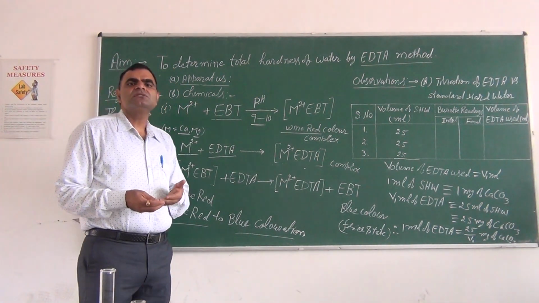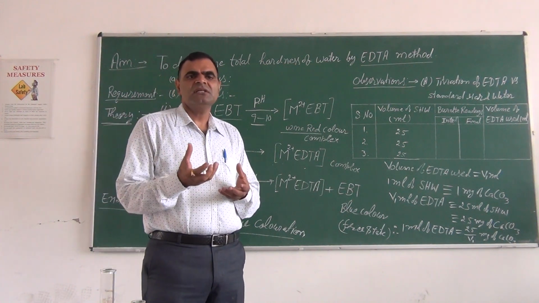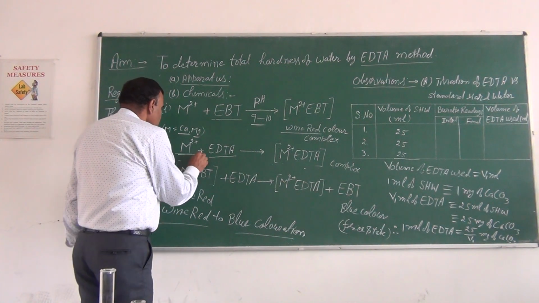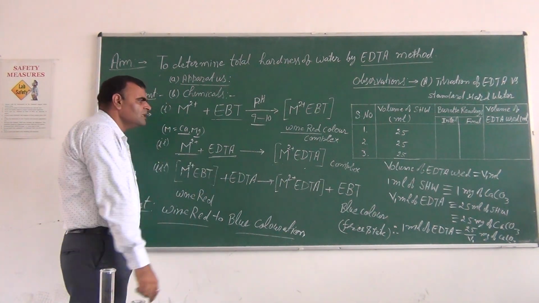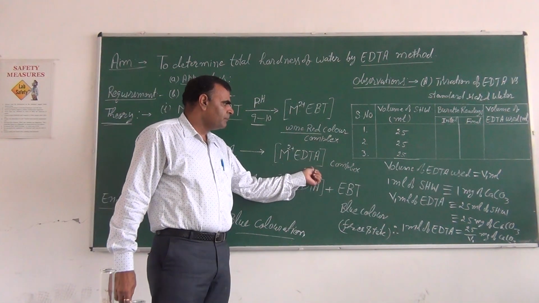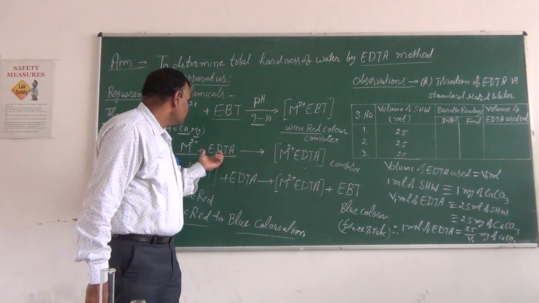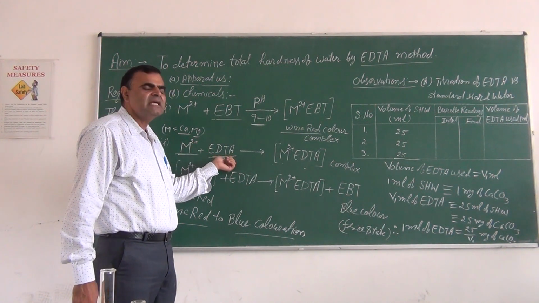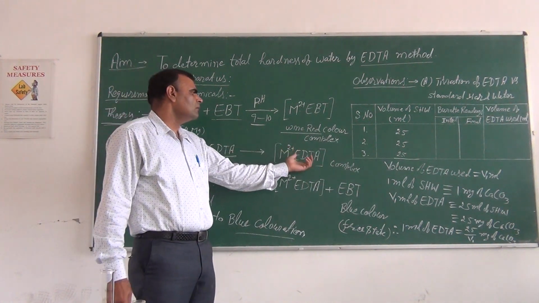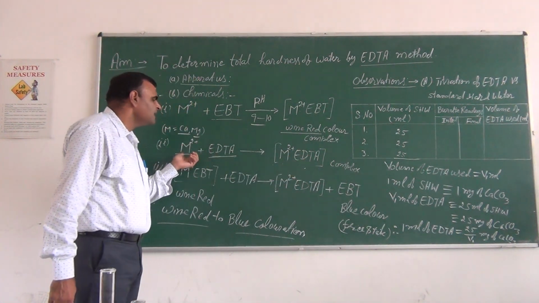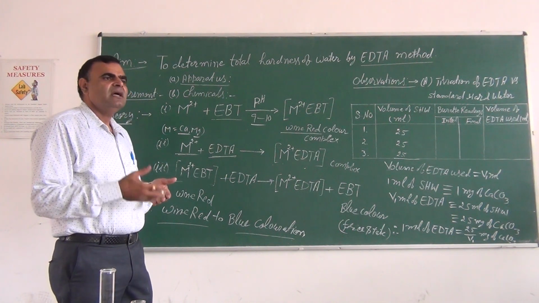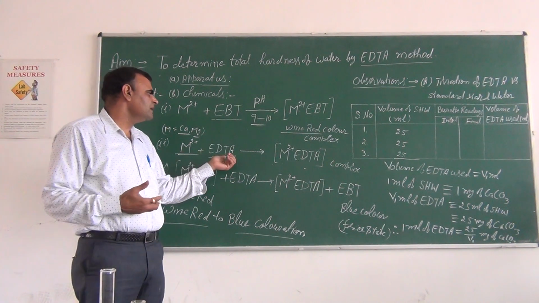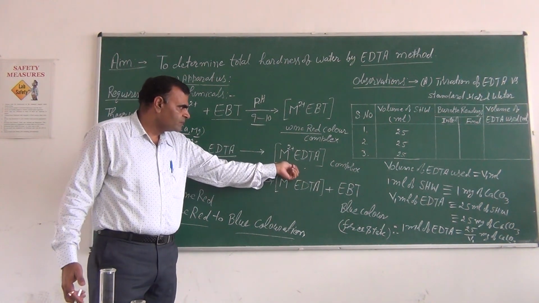Then we treat this solution which contains the EBT complex with EDTA solution. The EDTA forms the metal-EDTA complex by combining with the free metal ions present in the water sample. This metal-EDTA complex is formed with the free metal ions present in the water, and this process goes on till all the free metal ions are consumed by complexing with EDTA.